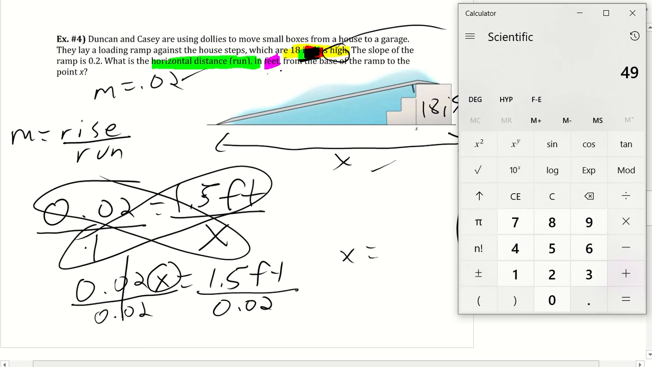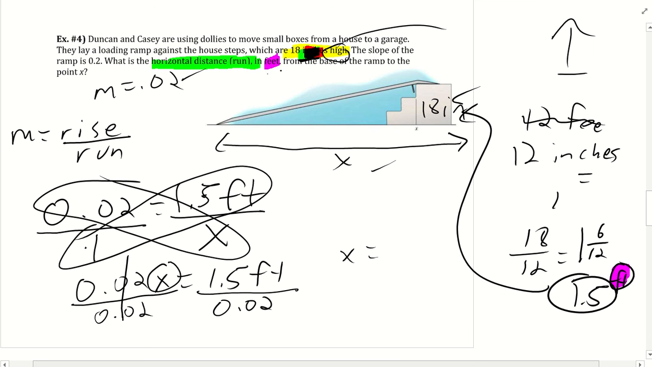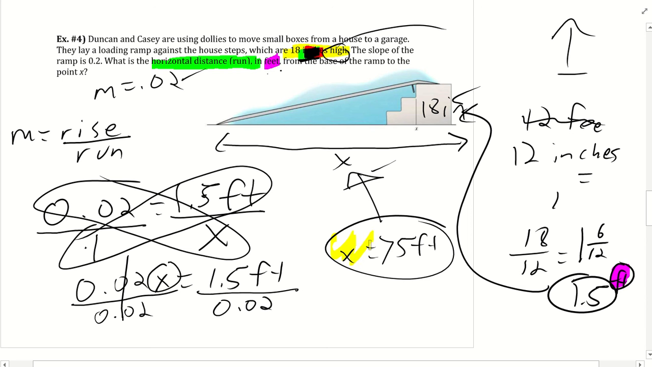Now I'm going to bring back my handy dandy calculator again. Clear that off. Go 1.5 and divide that by 0.02. And that gets me 75. All right, thanks, calculator. See you later. And there we go. 75 feet is what my run must be to do that. So hopefully that made sense.